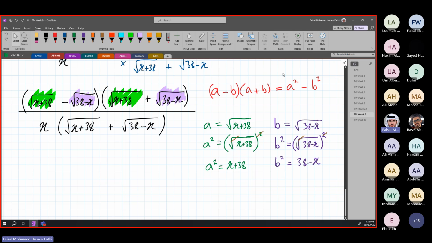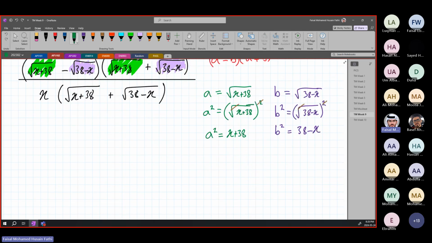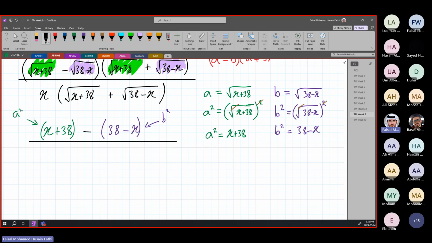So it's going to be a squared minus b squared instead of all this mess. We have a squared, which is x plus 38, minus b squared, which is 38 minus x. Keep them in brackets so you don't get confused with the signs later on. Over x, the denominator does not change, which is the square root of x plus 38 plus the square root of 38 minus x. And that's pretty much it.